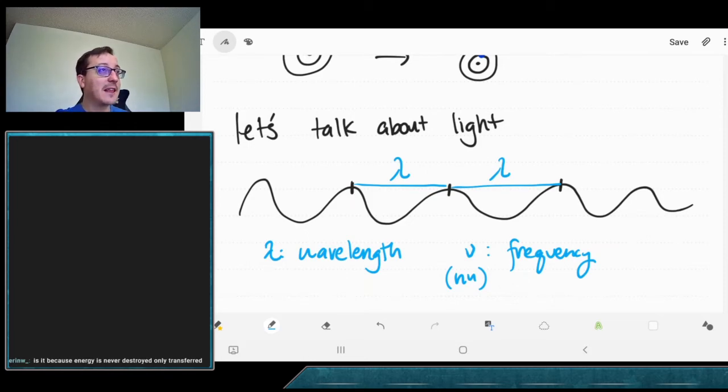We're going to see with light, it's how often it's going up and down, so how quickly it takes for it to complete one cycle. So how quickly it's going from the top of one portion of the wave to the next top of the portion of the wave. And we're going to see that these two are very important for us to talk about.